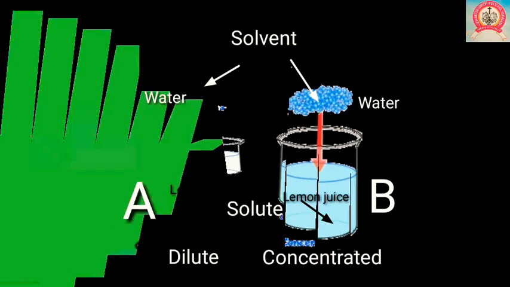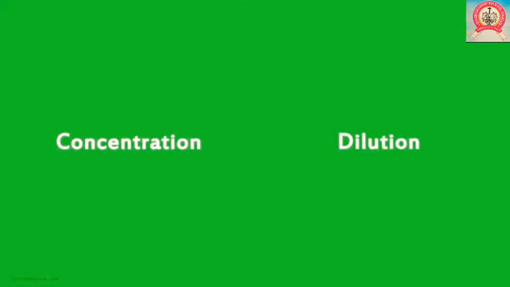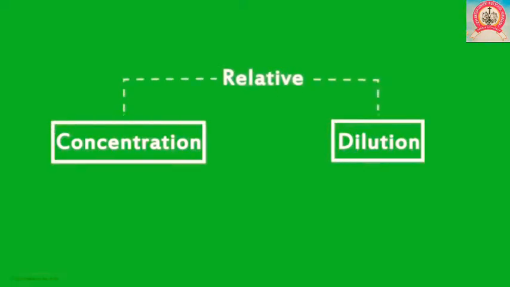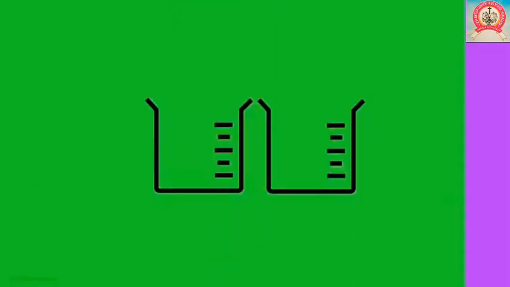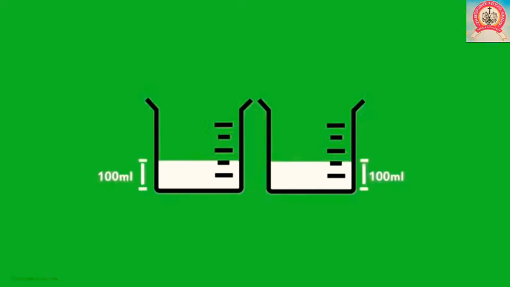That is the result. Now we will understand what dilute and concentrated mean generally. The most important thing about these terms is that they are relative. What do I mean by relative? Here are two beakers on the screen, one on the left and one on the right, and both have 100 ml of the same colorless solution.